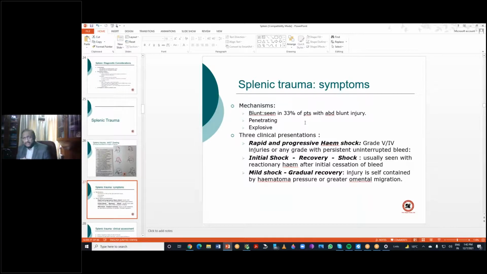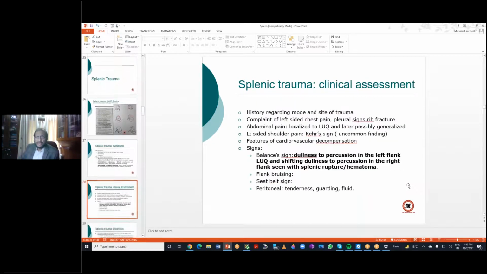The second, a patient who came to you in shock, you gave this patient proper therapy, he recovered, and then again went back into shock, and that was a reactionary hemorrhage. Why? Because there was a temporary cessation of bleeding, and then suddenly the bleeding reoccurred again. The third is the most fortunate patient who's got a mild degree of shock with gradual recovery. Now, injury is self-contained by hematoma pressure or greater omental migration or spontaneous clot, and these are the most fortunate patients where no treatment is required, right?